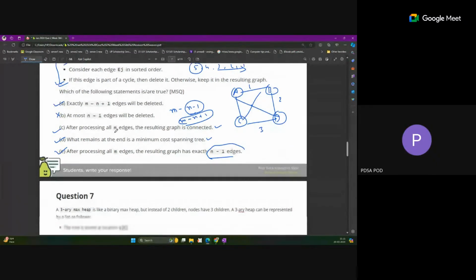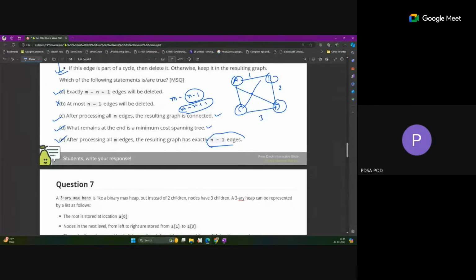But in the other case, suppose we have 5 vertices: 1, 2, 3, 4, 5. Now for the 5 vertices case, how many edges are possible at maximum? The total number of edges possible for 5 vertices is 15? Each one is connected with everyone. Everyone will have 4 options, so 5 into 4 divided by 2. So 10 in total. 10 are possible.